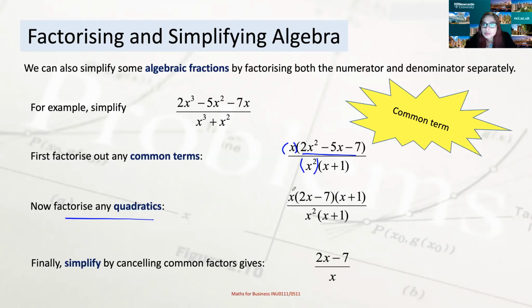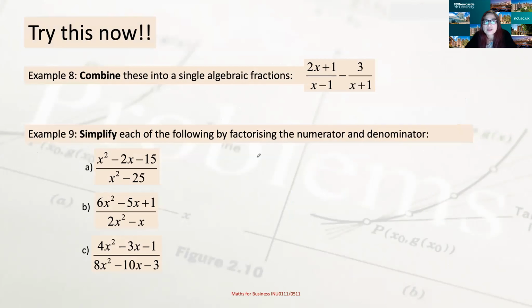And then what can you do? You can simplify it. You can cancel it, because x square is nothing but x times x. So you can cancel this, and you can cancel this. So you have 2x minus 7 over x. Now try this out, guys. You have four problems here, so please try that.